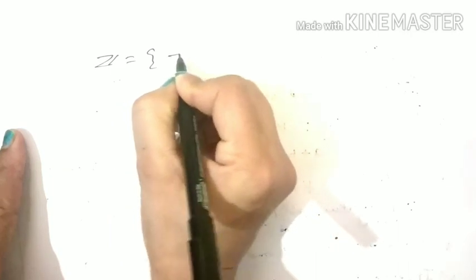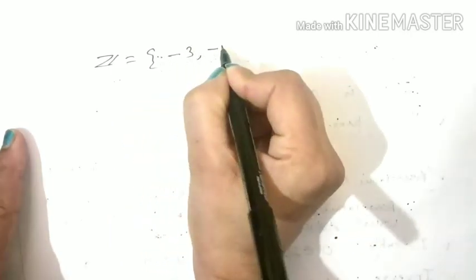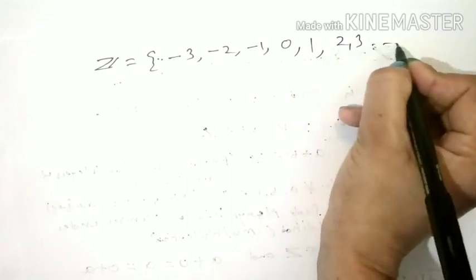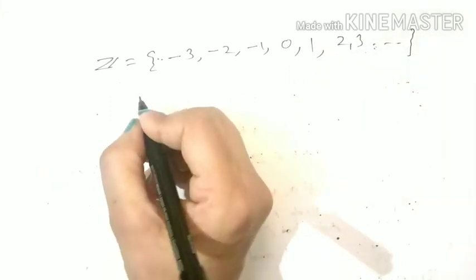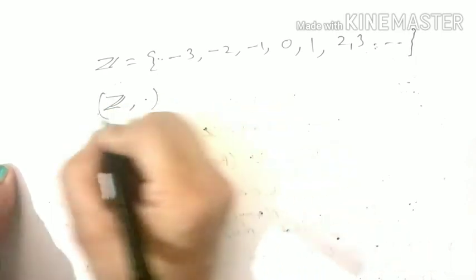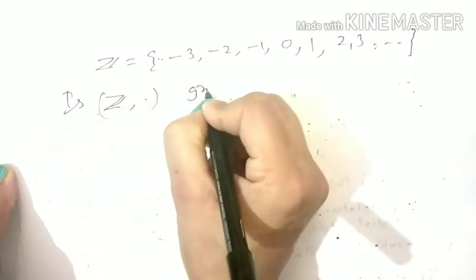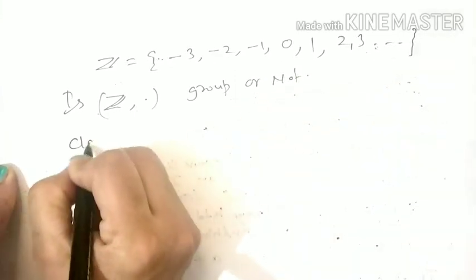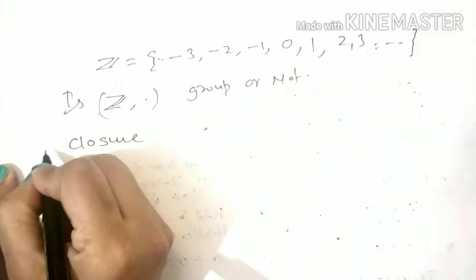Now quickly check for the multiplication operation for the same set. So the set is this. We have minus 3, minus 2, minus 1, 0, 1, 2, 3 and up to infinity. And we will consider the operation of multiplication. Is this a group or not? The first property is closure.